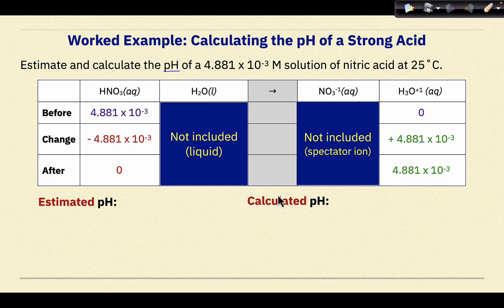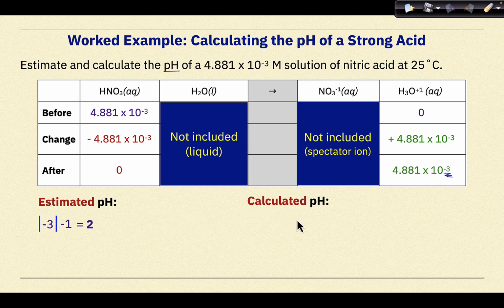So let's start out by estimating the pH based on this concentration. We're going to take the absolute value of the negative 3, which we see right here. We're going to subtract 1, so our estimated pH would be 2.